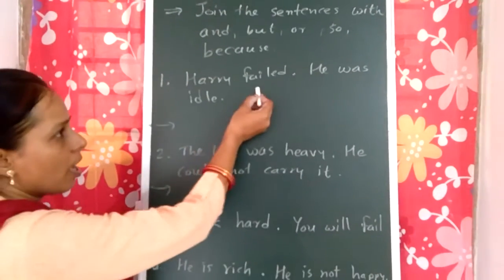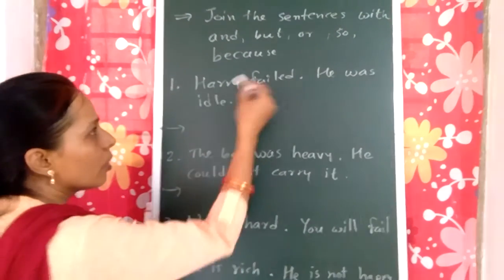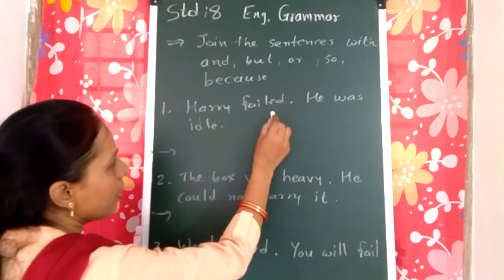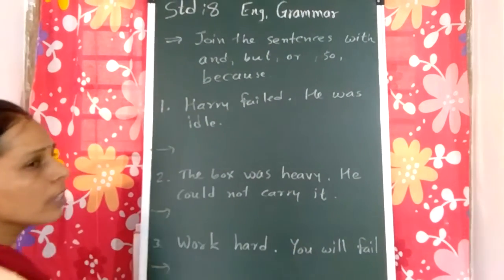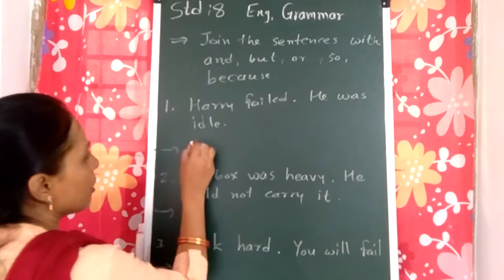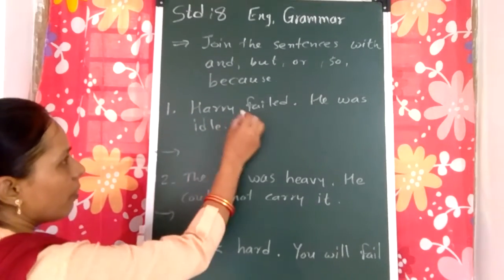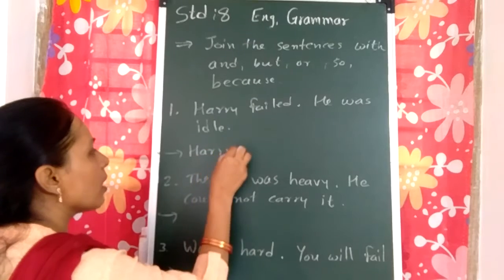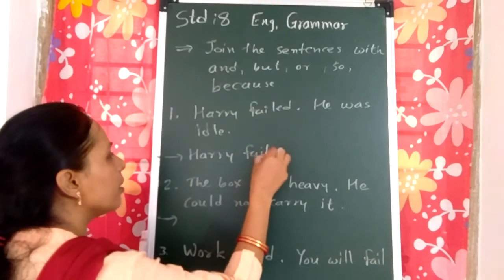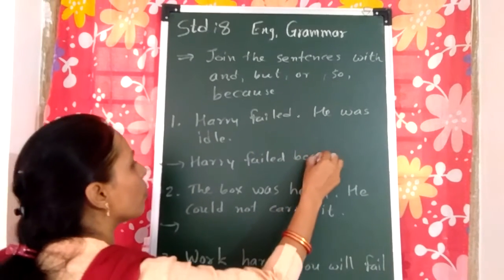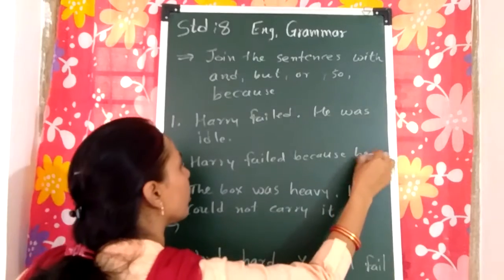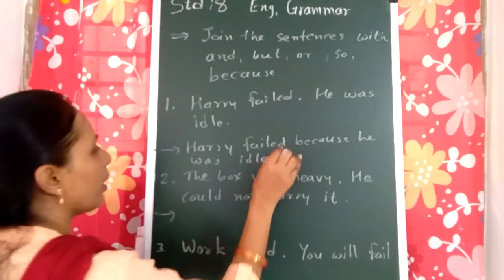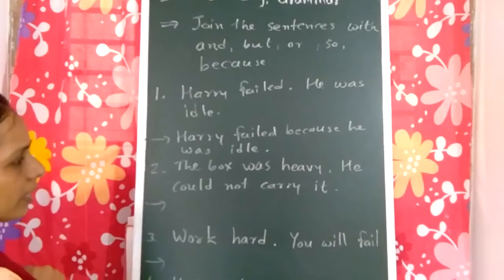Harry failed, he was idle. Why did he fail? Because he was idle. Harry failed because he was idle. Here it expresses the reason of his failure. Okay, so the answer is: Harry failed because he was idle.